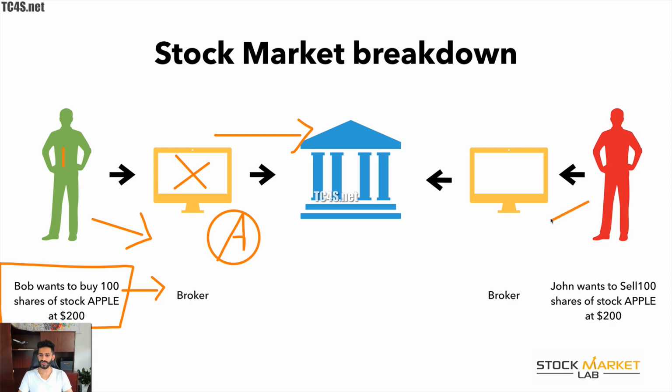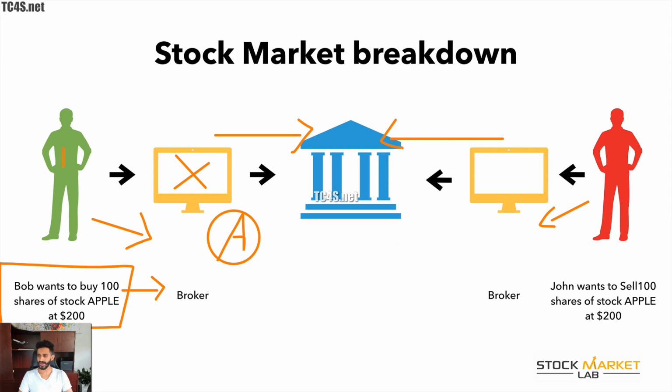So John goes to his broker, same concept. He doesn't have to pick up his phone. You can go online and you can submit the order. And it's the same concept as calling your broker, but you don't have to physically go to your broker or do any of those things. Everything is done electronically. Now, when the order goes to the broker, it also goes into the stock market, right?